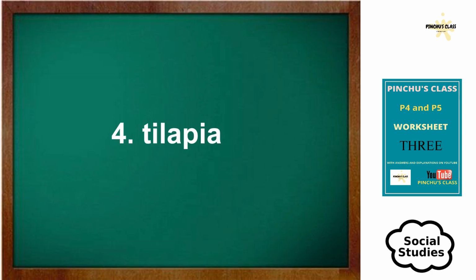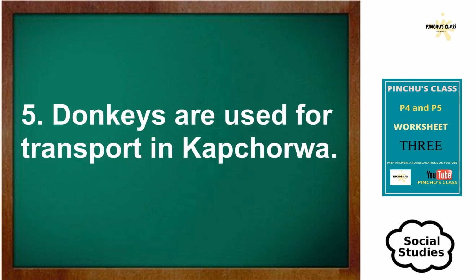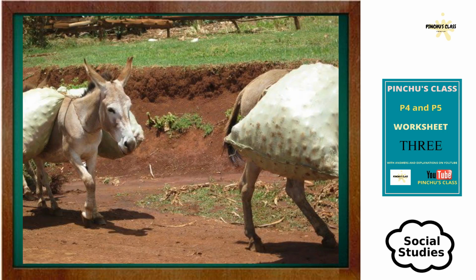Then number 4, the commonest type of fish caught in Uganda is tilapia. Yes, tilapia and even Nile perch, but mostly tilapia. Then number 5, donkeys are important in Kapchorwa because they are used for transport. Remember, Kapchorwa is a mountainous area, so cars and your boda bodas cannot reach there, so they normally use the donkeys so that they can climb up those mountainous areas.